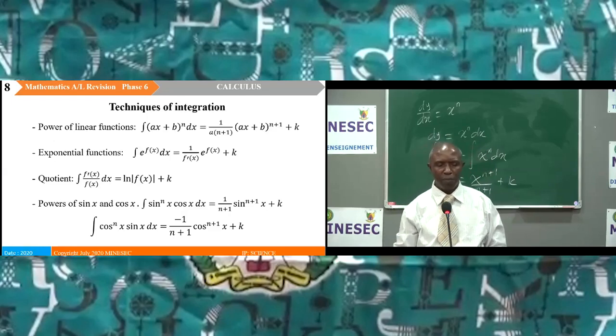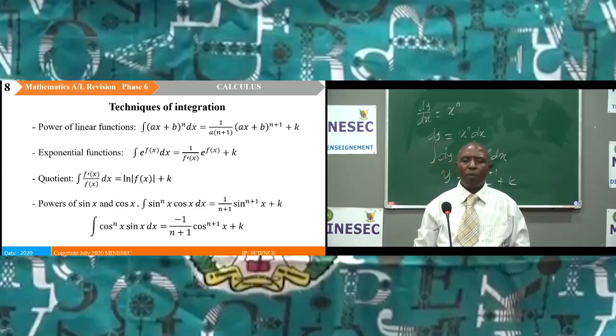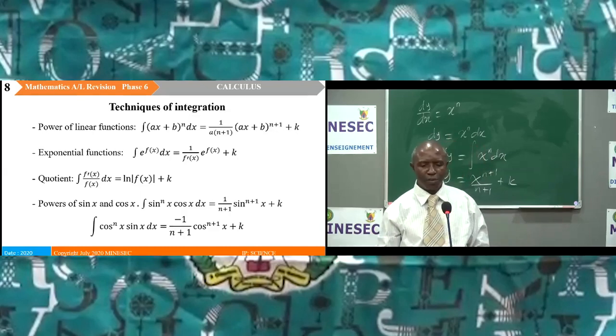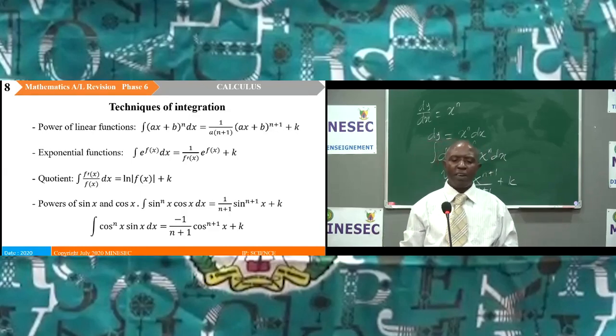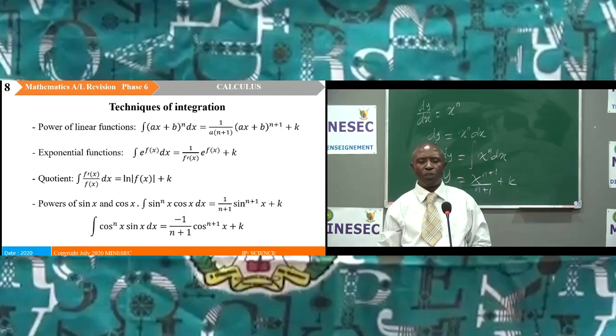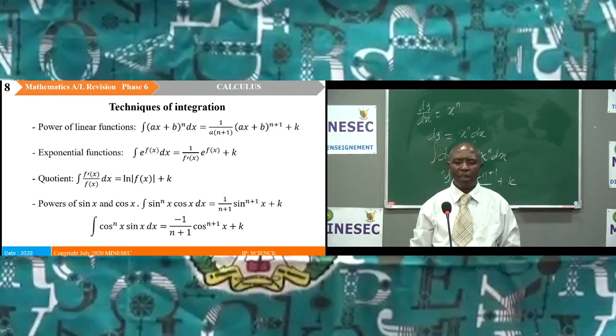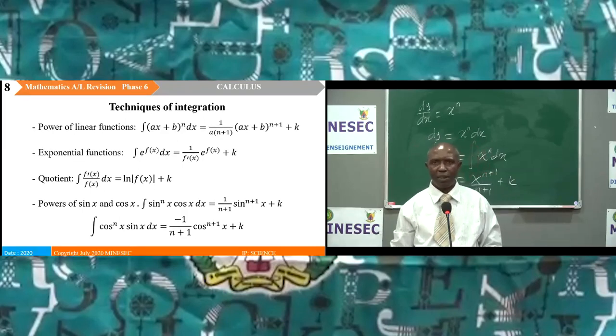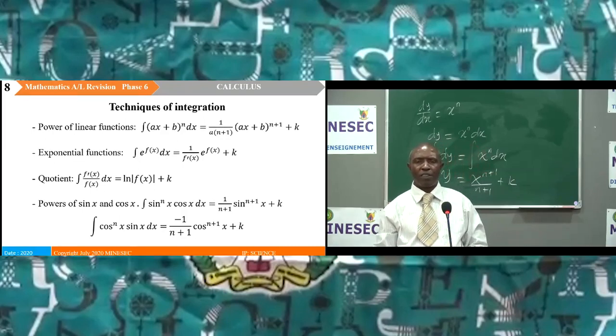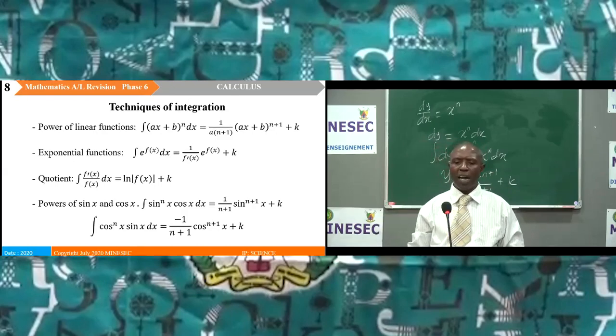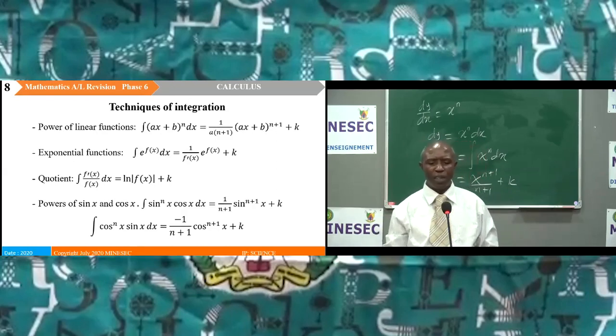Techniques of integration. Power of linear functions. The integral of (ax plus b) to the power n dx is equal to 1 over a(n plus 1) multiplied by (ax plus b) to the power n plus 1 plus the constant of integration.